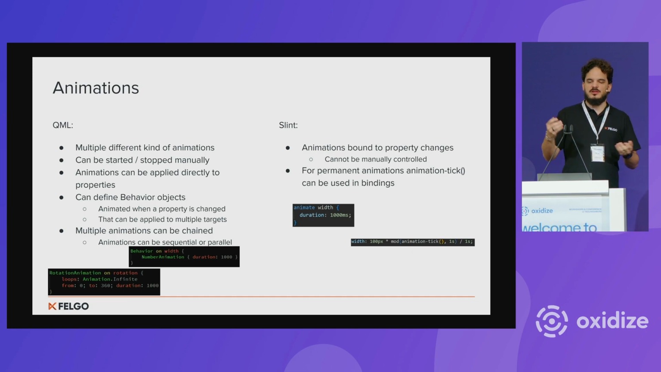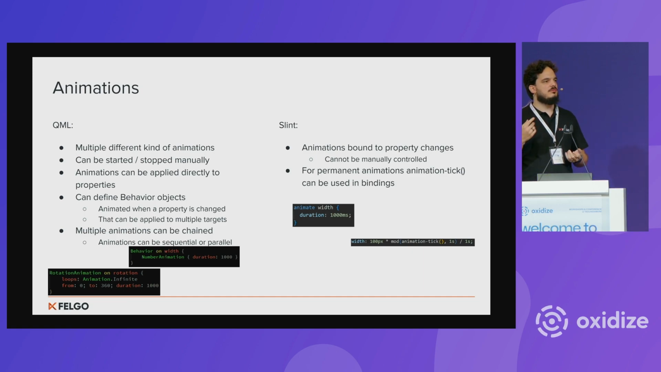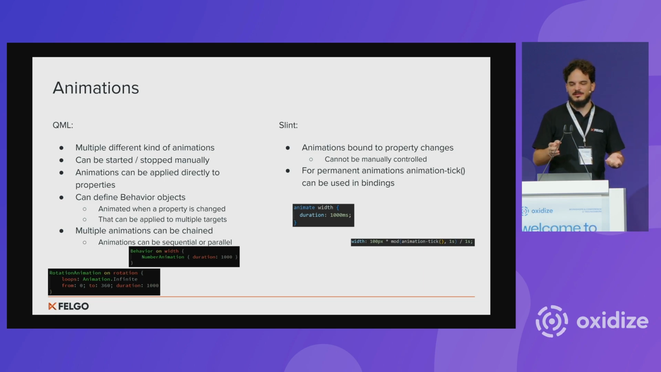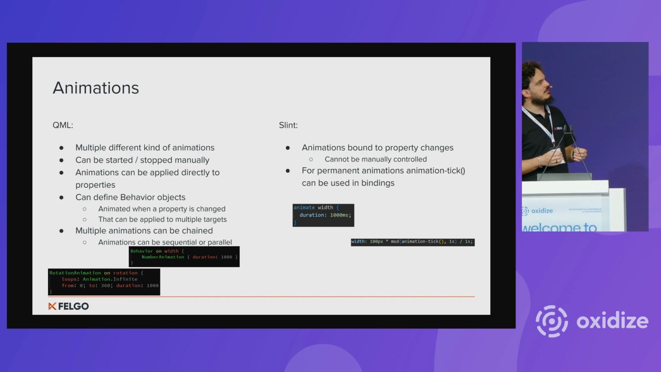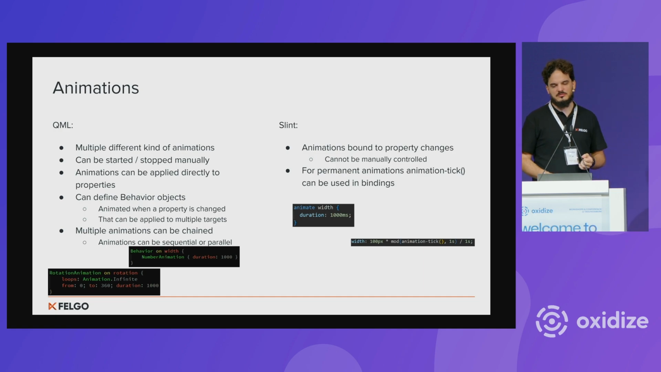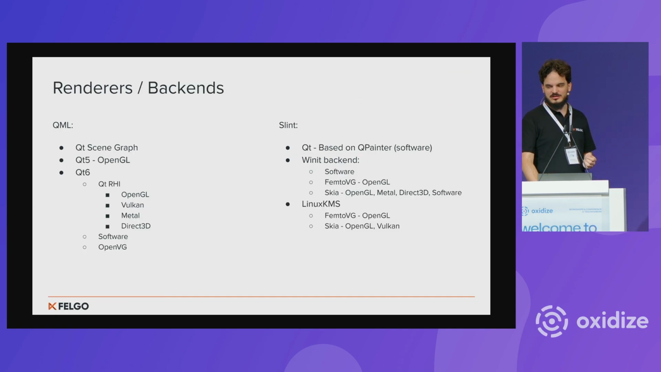But for permanent animations, like, I don't know, a spinner running all the while the application is running or loading, you have to use this animation tick in a property binding. So when the animation tick gets evaluated, the whole property binding reacts to it, and that's how the animation will be run. And in QML, you can actually give an animation, like looping infinitely, separately. So you have possibilities in both of them to animate things.